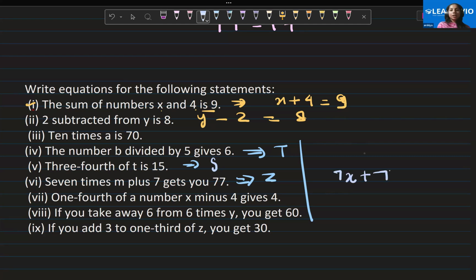Can you repeat? 7 into m plus 7 equals 77. 7 times m plus 7. Yeah, correct. Yes, Tasneem, how much is your answer? Ma'am, it's b by 5 equals 6. Very good. Saad, ma'am, it's 3 by 4 multiplied by t is equal to 15.